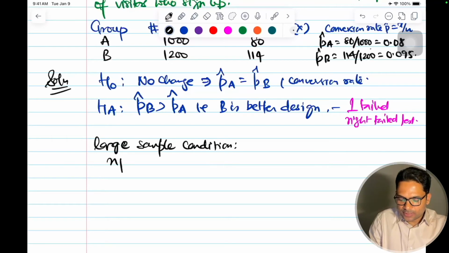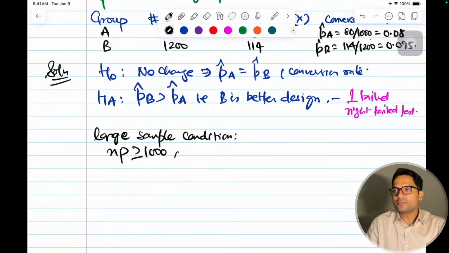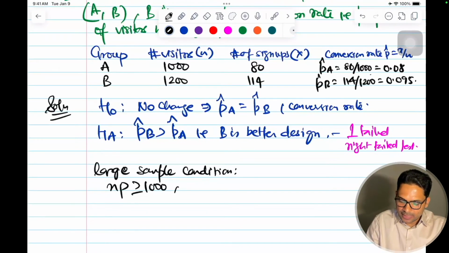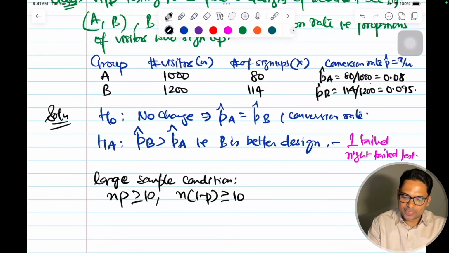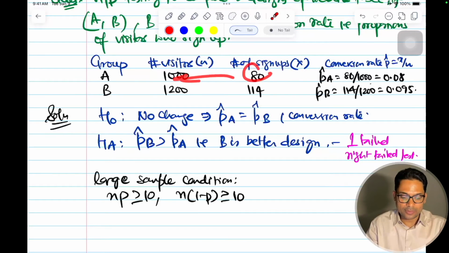The number of successes should be greater than or equal to 10. What is our number of successes here? np, that is your x, the total number of successes. It should be greater than or equal to 10. Here clearly this is 80. And the number of failures should also be greater than 10. So clearly if success is 80 and we have 1000, this is greater than 10. So no problem with this.